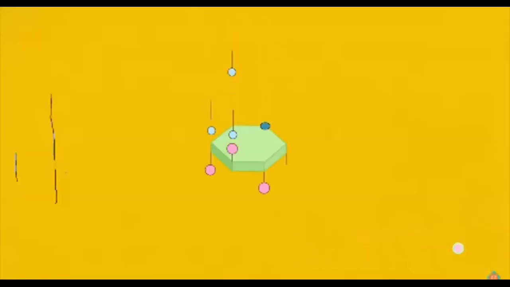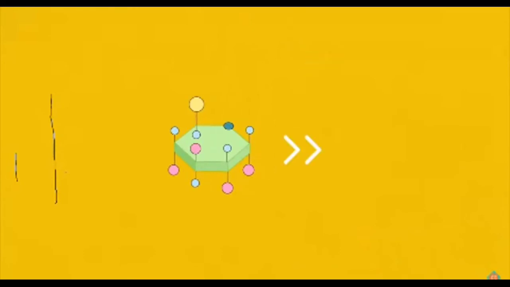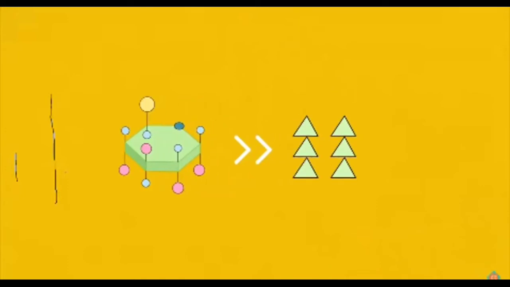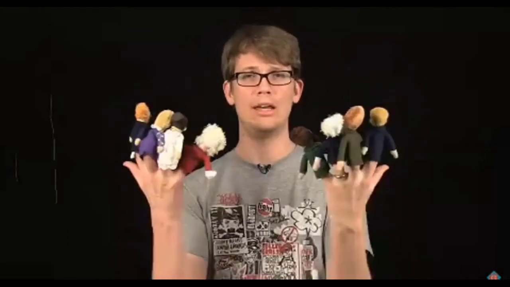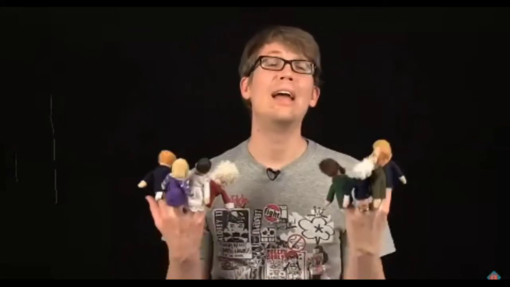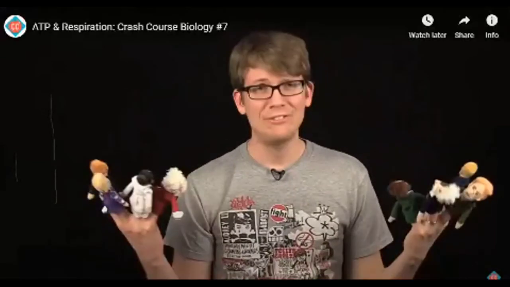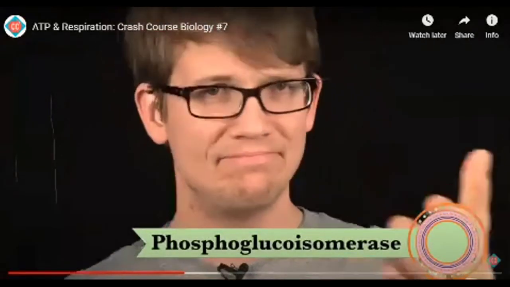Glucose, of course, is a sugar. You know this because it's got an "ose" at the end of it. And glycolysis is just the breaking up of glucose's six-carbon ring into two three-carbon molecules called pyruvic acids, or pyruvate molecules. Now, in order to explain exactly how glycolysis works, I'd need about an hour of your time and a giant cast of finger puppets, each playing a different enzyme. And though it would pay me to do it, I would have to use words like phosphoglucoisomerase.